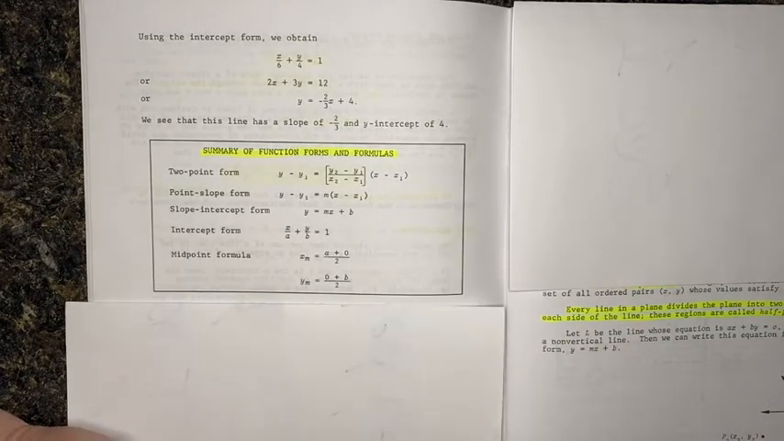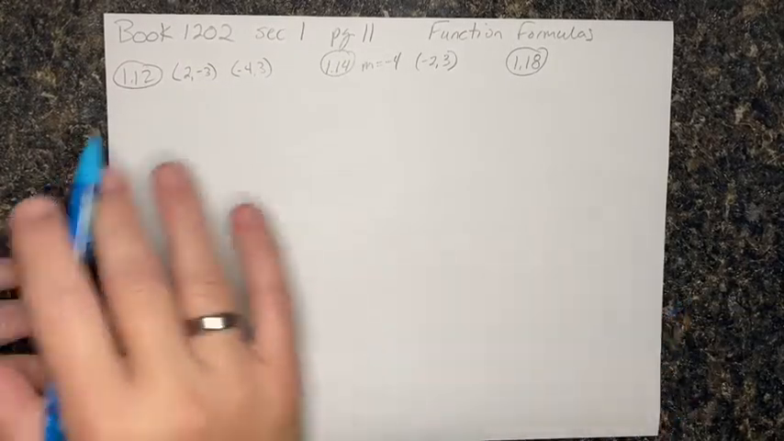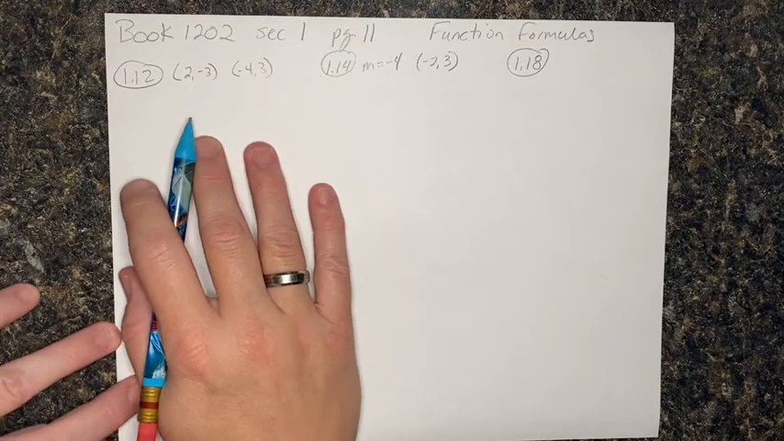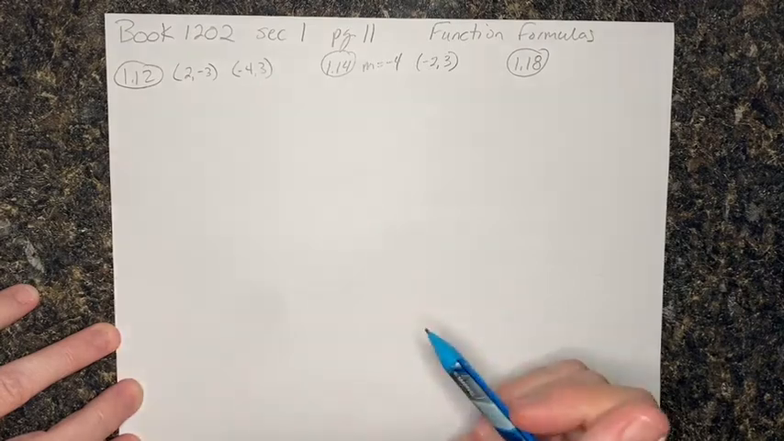Okay, let's take a look at some of these problems. All right, so we're in book 1202, section 1, page 11. First problem I want to look at here is problem number 12, and it asks us to find the slope of a line through those 2 points.